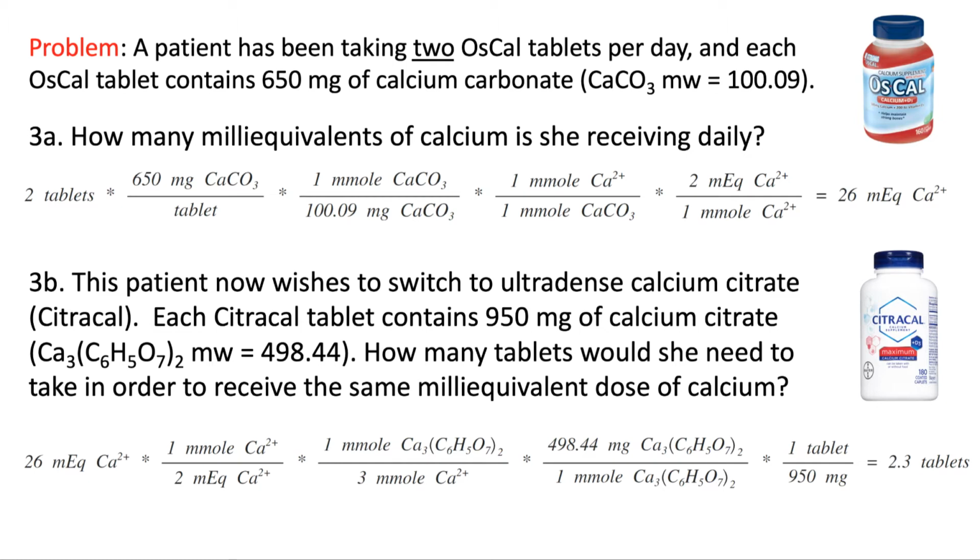That's great. We're almost there. But we wanted to know the number of tablets. So we need to multiply by the fact that we were told that in every 1 tablet, they contain 950 milligrams of the calcium citrate. Milligrams of calcium citrate cancel, and we're finally back into tablets. You do all that math, and you see you need 2.3 tablets. So essentially 2.3 tablets is roughly equivalent to the 2 tablets of the Oscal formulation of calcium carbonate. And that answers this question.